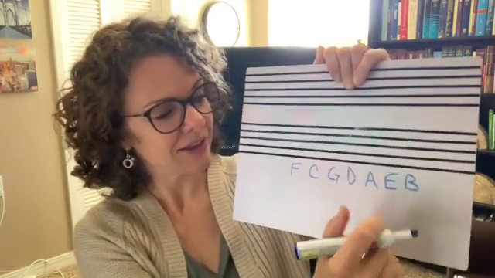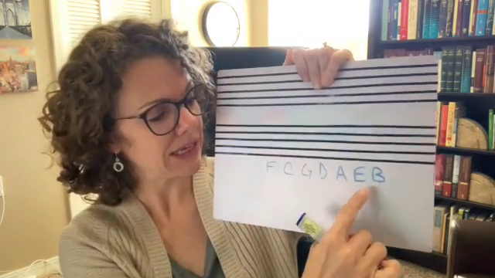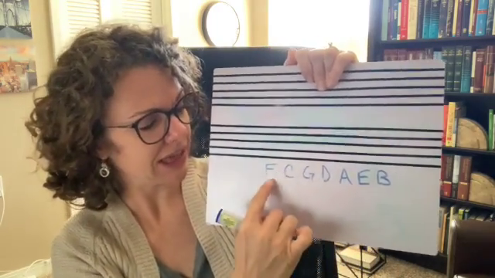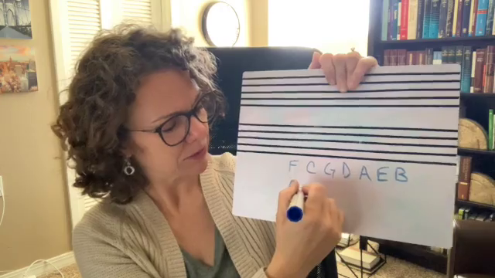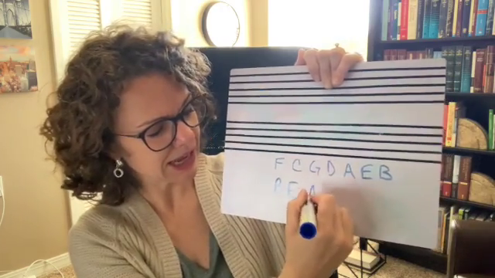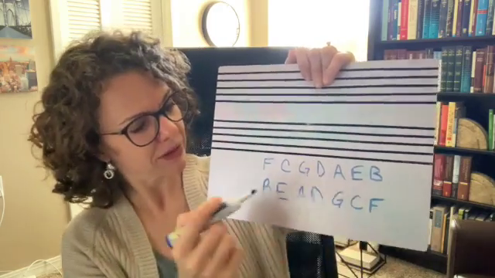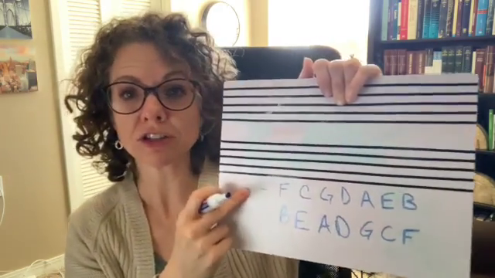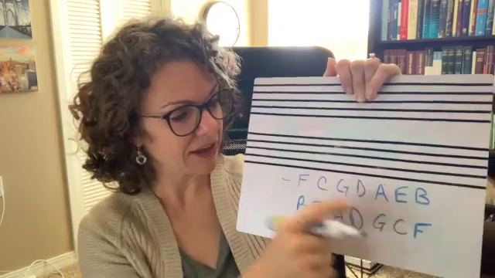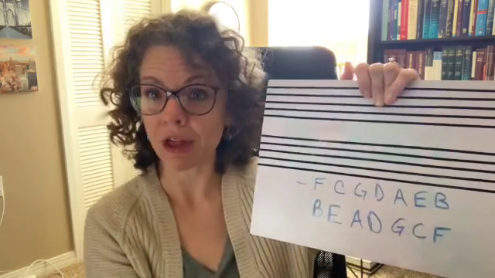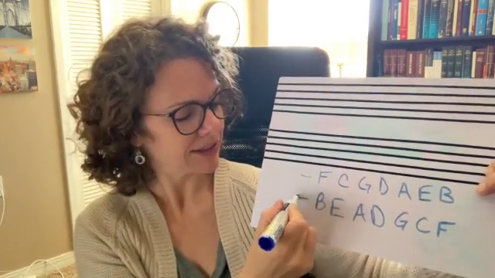Starting at this end, we go B, E, A, D, G, C, F. So the flats, B, E, A, D, G, C, F. So I guess technically you could just learn the sharps and then go backwards and think through the flats. That would work. Another way to remember the flats, this is how I think of it.